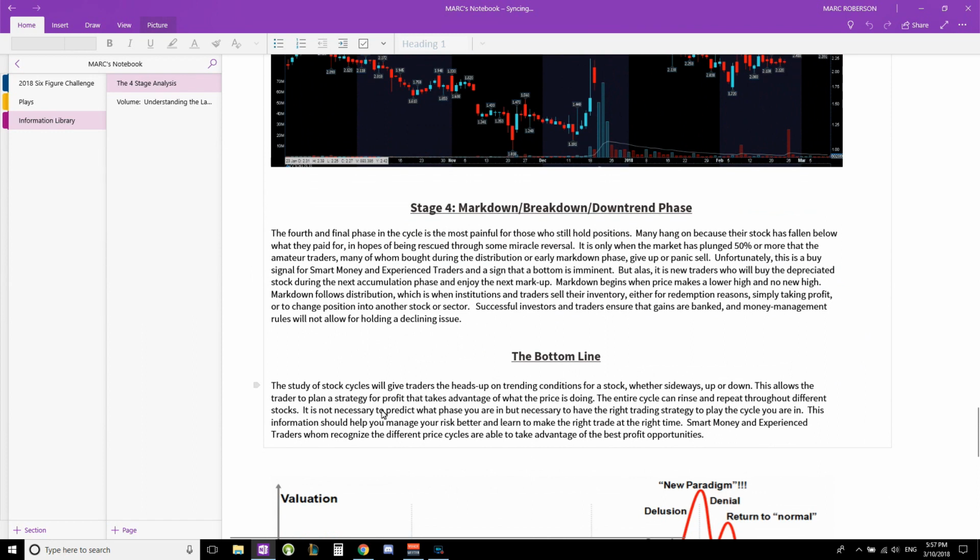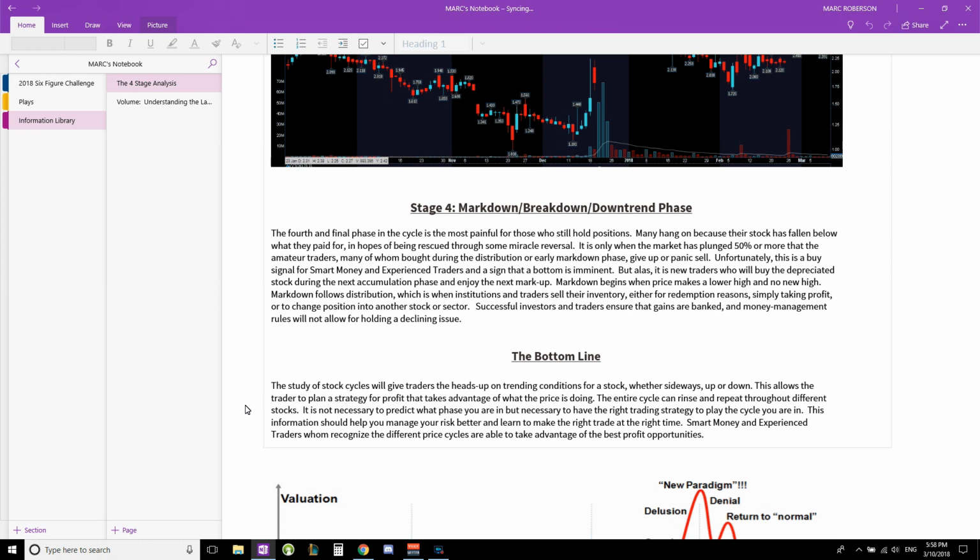But the bottom line is the study of stock cycles will give traders the heads up on trending conditions for a stock, whether sideways, up, or down. This allows the trader to plan a strategy for profit that takes advantage of what price is doing. The entire cycle can rinse and repeat throughout different stocks. It is not necessary to predict what phase you are in, but necessary to have the right trading strategy to play the cycle you are in. This information should help you manage your risk better and learn to make the right trade at the right time.